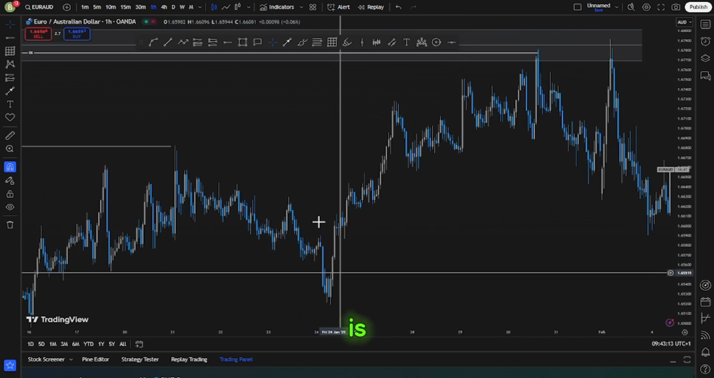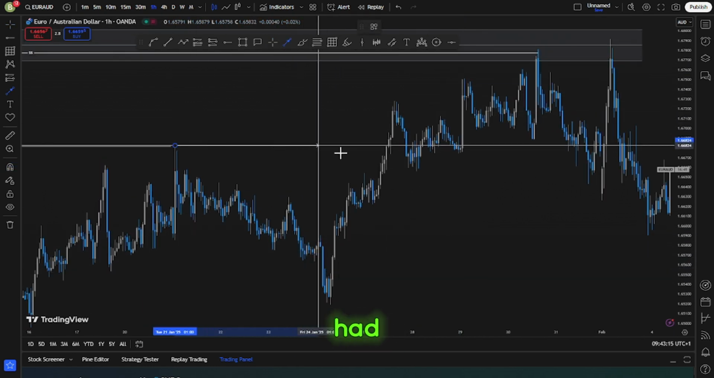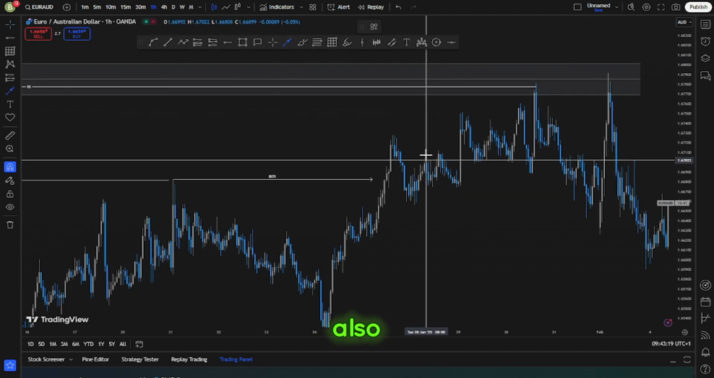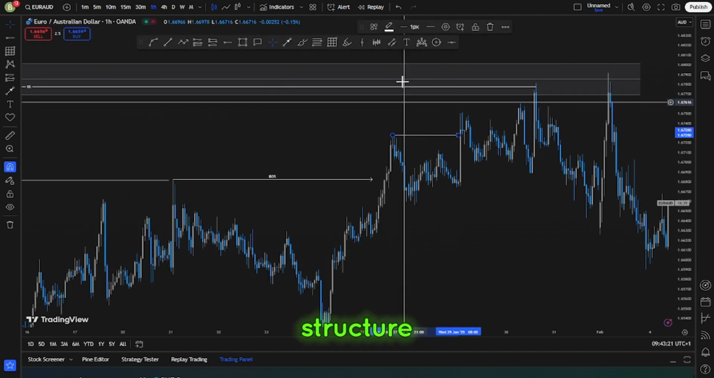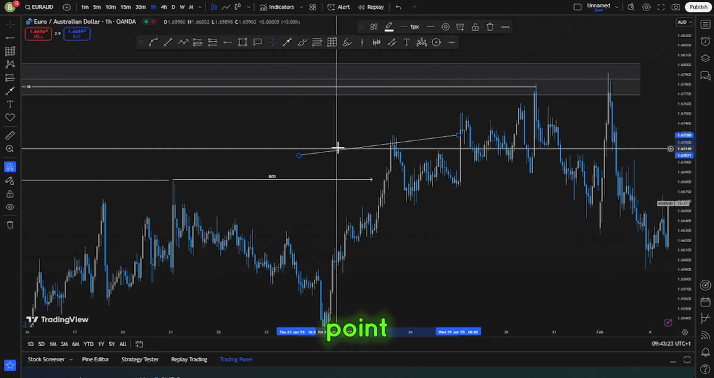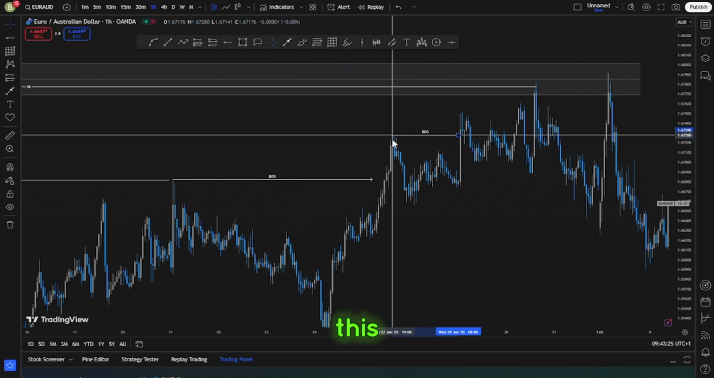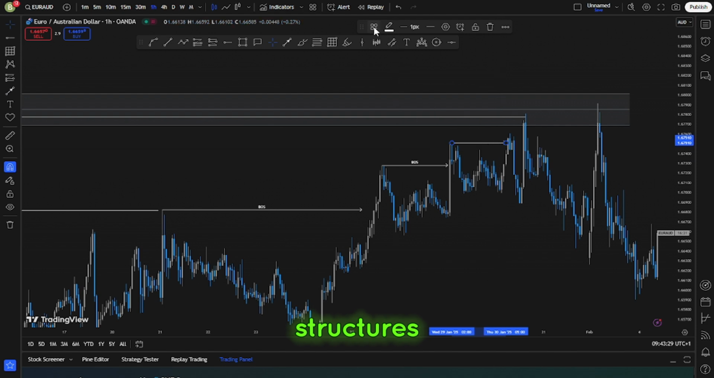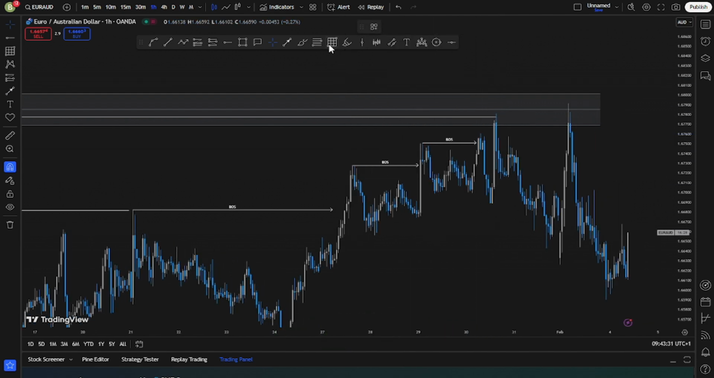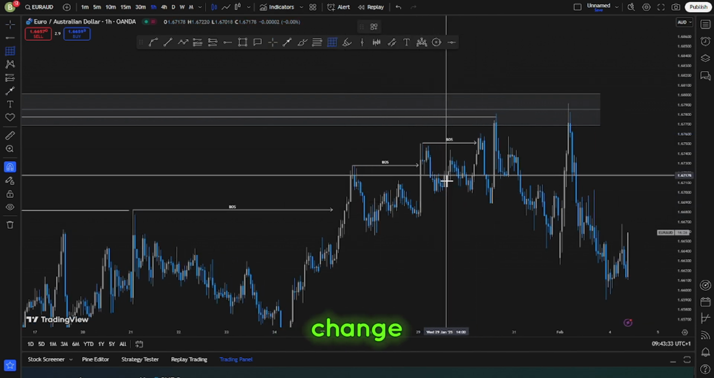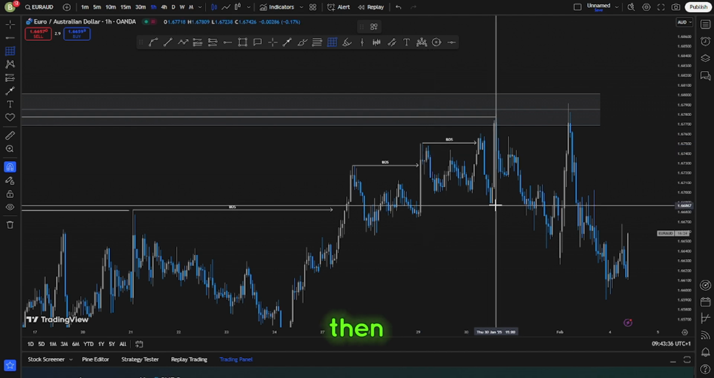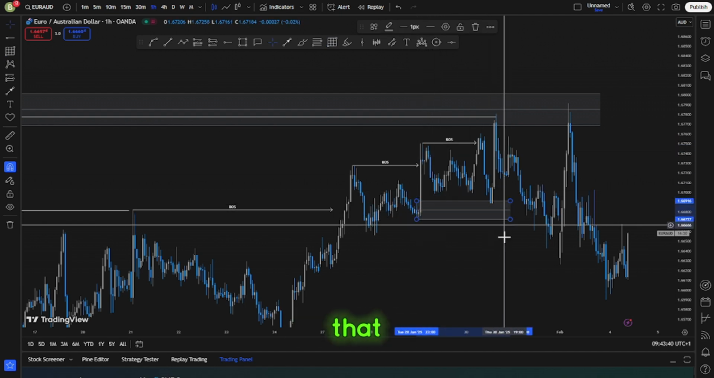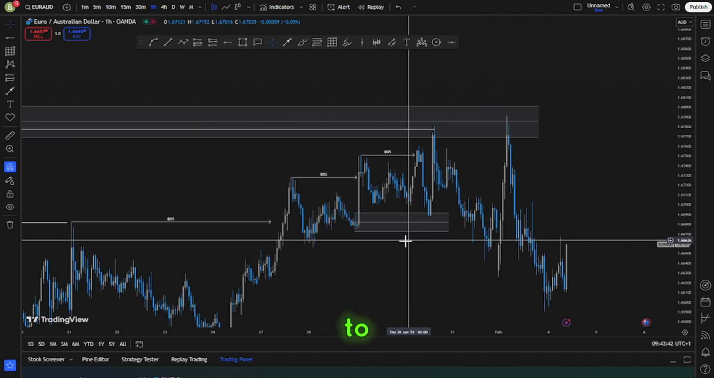The structure is a bit simple. As we can see here, we had a break of structure. We also had another break of structure within this point. Let me just fix this. Then we continued with our breaks of structure. Another one happened around here, which was not a change of character. This was a high, and then this was the low, and then the market just filled this area of imbalance. That is why it dropped a bit deeper to the downside.